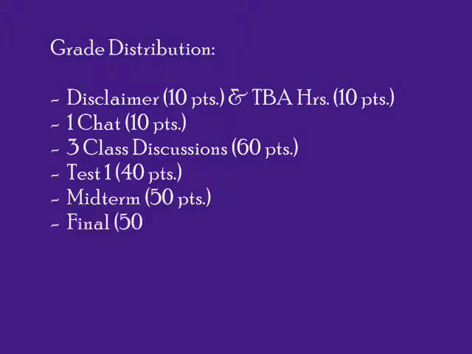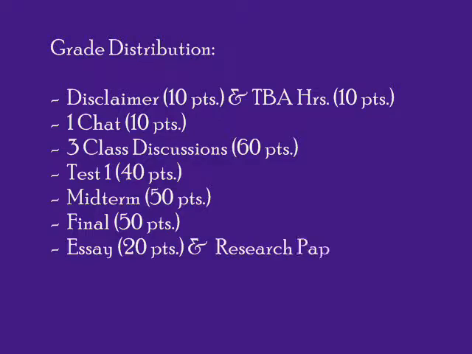You have one test, a midterm, a final. You have one essay, and then you also have a research paper. Okay, and you have to do these. They're mandatory as well. A total of 300 points. 270 to 300 will earn you the A. All right, so take advantage of the extra credit for the chats.